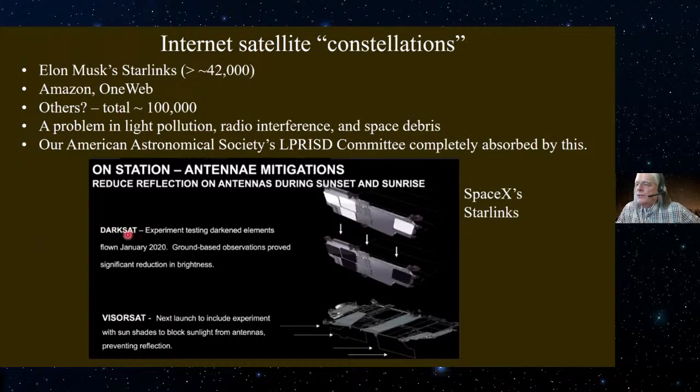To their credit, Elon tried to fix it, DarkSat. They painted it dark, but thermal control in space is hard to do. So these absorb too much sunlight, and the satellite got hot. These, by the way, are like a yard by 3 yards long. These are not little guys. This photo is deceptive. Then they had VisorSat, had mechanically controlled visors to block the sunlight. And those made an improvement, but I'm not sure. I don't have inside word whether that's what they're launching now.